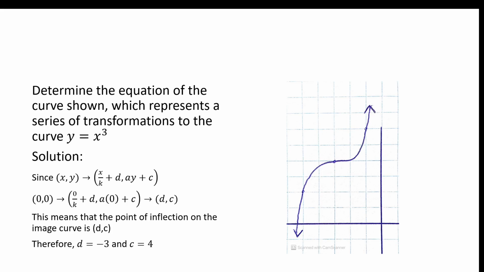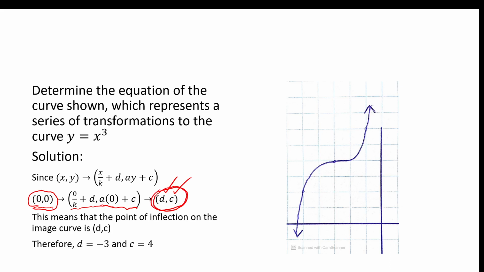Well, check this out. We know that the point of inflection of the parent function is 0, 0. Well, that 0, 0 will always map onto 0 over k plus d and a times 0 plus c. Well, 0 over k is 0 plus d is d. And a times 0 is 0 plus c is c. So whatever 0, 0 is on the parent function becomes d, c on the transformed function. So that means d, c on the transformed function is the point of inflection.